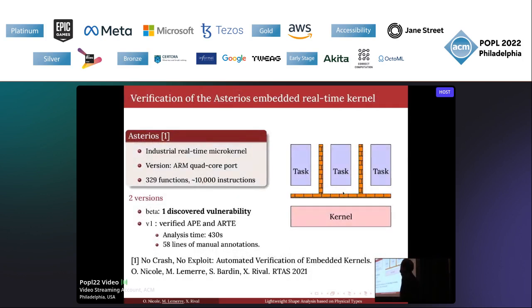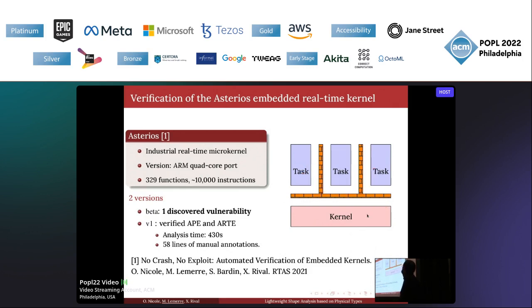So finally, we verified a full kernel, which is called Asterios. It's a commercial real-time microkernel. And what we try to verify is two properties. The first is absence of runtime error. So what's a runtime error? It is when you have an error in the kernel and then it propagates and it crashes the entire system.